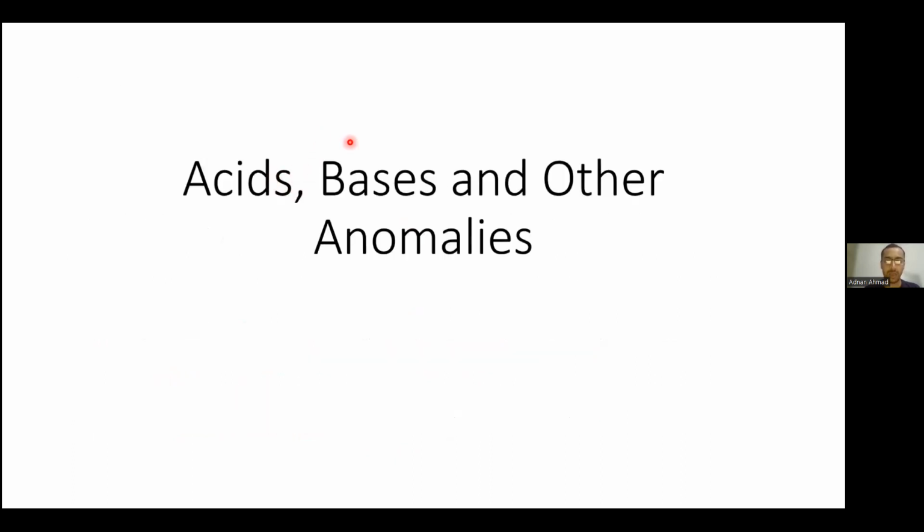Now we are finally coming towards the last topic of this presentation, of this class. We have acids, bases, and other anomalies. So what are acids? Acids are sour substances. They can burn. You should not touch them. We have strong acids and we have weak acids. What are bases? These are slippery, bitter tasting compounds. And by other anomalies, we mean salts.